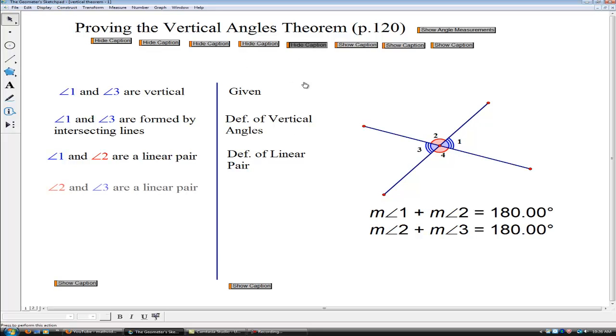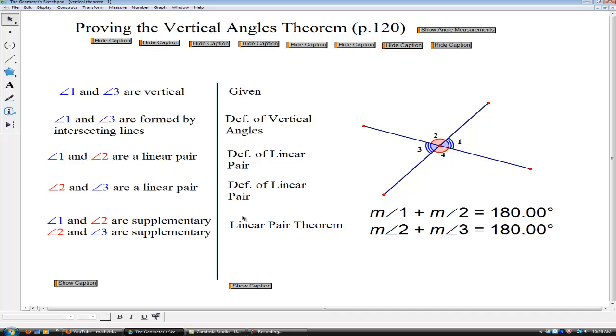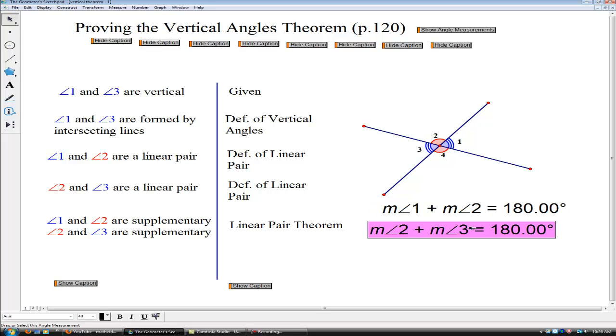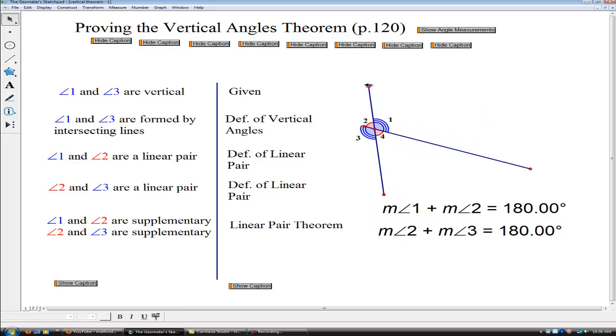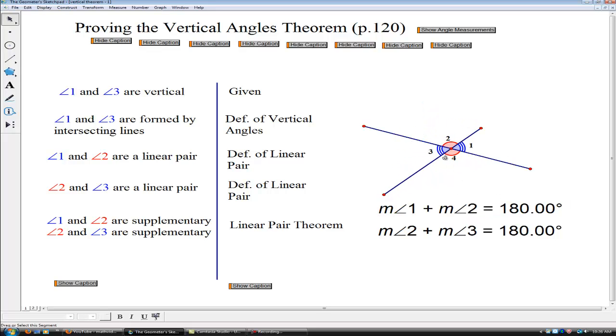And now we'll also say that 2 and 3 are a linear pair for the same reason, definition of linear pair. And a previously proven theorem that we have is the linear pair theorem that says that a linear pair is always supplementary, which I have shown here. No matter how I change angle 1 and angle 2, right now 2 is acute and 1 is obtuse, and now 1 is acute, 2 is obtuse, and somewhere in between they're both 90, but their sum is always 180 because they share this line and they're adjacent.